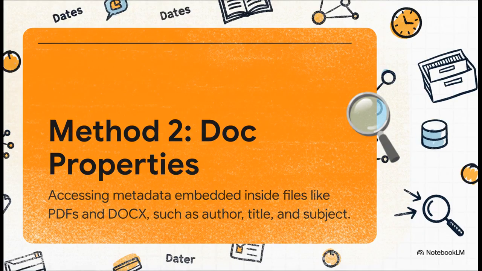Okay, next up, we go one layer deeper. A lot of file formats like PDFs or Word docs actually store metadata inside the file itself. We're talking about fields like author, title, and subject that are just sitting there, embedded right in the document's properties. And again, a simple library makes this totally doable. Here we're using PyPDF2 to just pop open a PDF and directly access its internal information. So if the author put their name in the document's properties, this code will pull it right out.